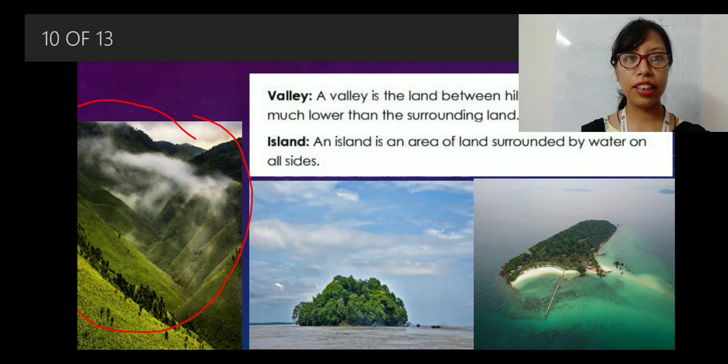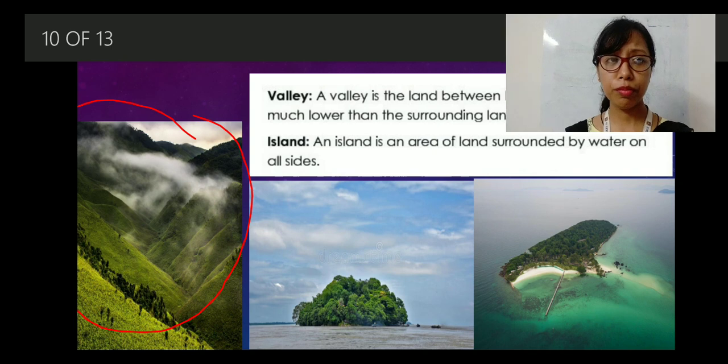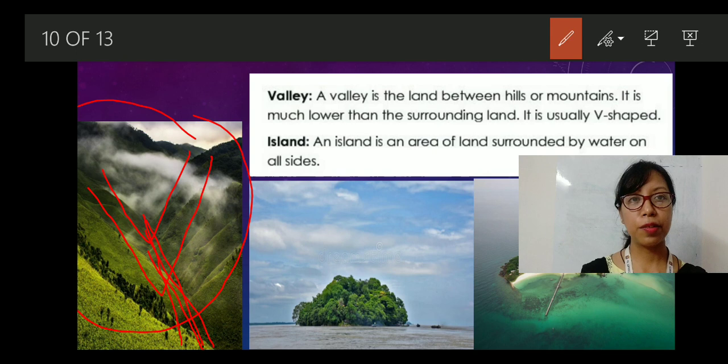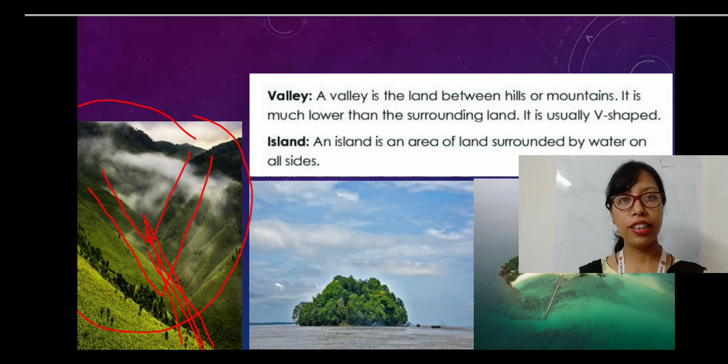Now as you can see, it is a land, right? This is a land between the hills, or you can say the mountains. Now it is much lower than the surrounding area. So if you see here, everywhere is the mountains, and it is much lower, right? It is much lower than the hills or the mountains, and is usually V-shaped. Now the shape is V like this. Yes, that's why it is called valley. That is the V shape.